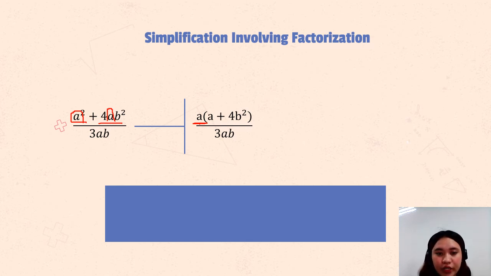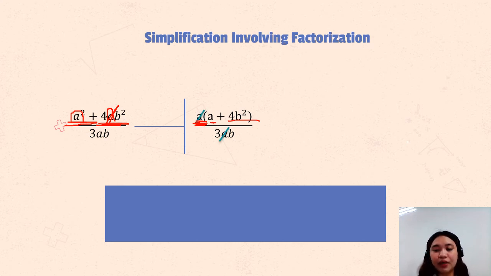Next, open parenthesis, then divide it. A squared divided by a is a. Next, 4ab squared divided by a, we cancel the a, we have 4b squared. That's why we have a, open parenthesis, a plus 4b squared, close parenthesis, then copy the denominator which is 3ab.